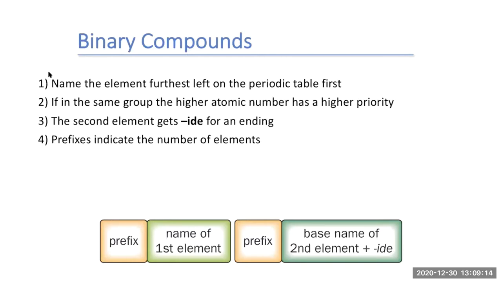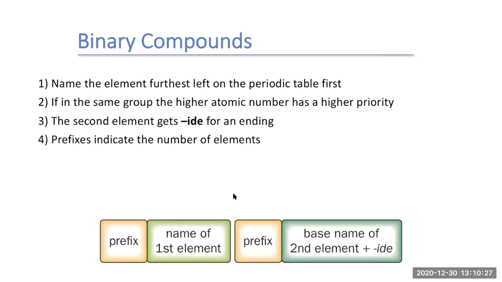And when we look at our binary compounds, first, we want to name the element furthest to the left of the periodic table first. So you want to name this element first. And if they happen to be in the same group, you name the heavier one first. Then we're going to give the second element the ending of IDE. The first element keeps its name. The second element we change to IDE. Kind of like we're naming an anion, but these are not anions. And then we also add prefixes to tell us the number of elements. It's really not too bad. We have our prefix, the name of that first element, prefix, name of the second element, ending in IDE.